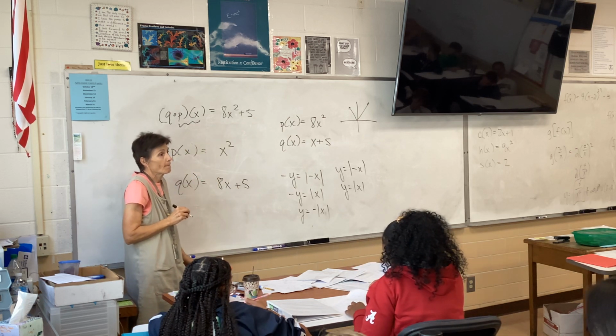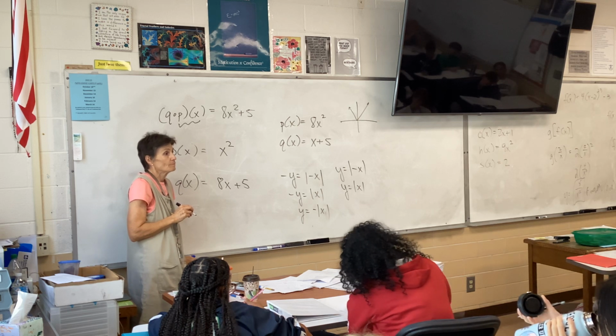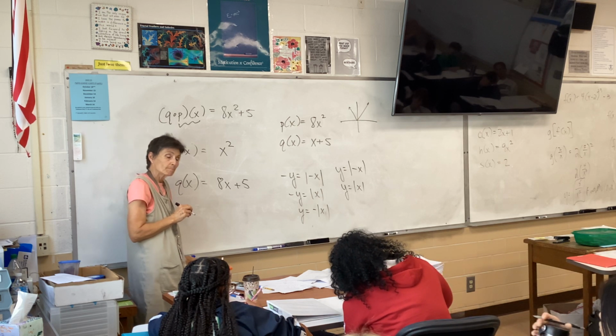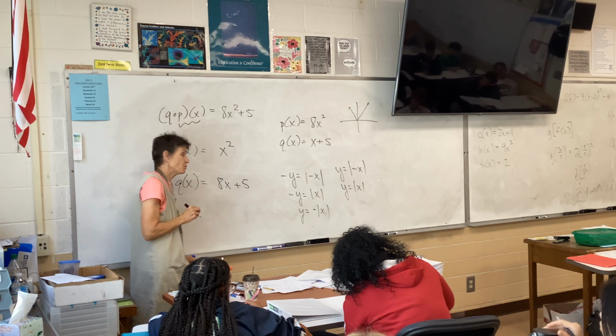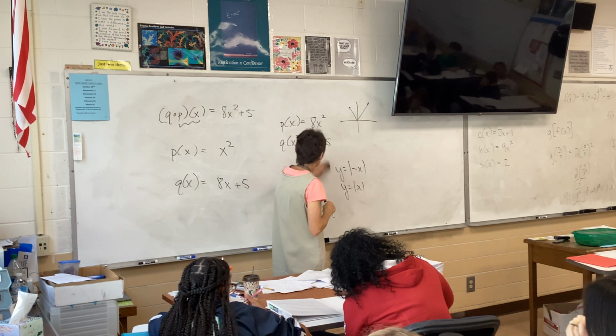Jake? If it had no square, if it was just 8x plus 5, would it be like 8x and x plus 5? Yep. And you wouldn't really have a choice on that one because you have to go in that order. Yep.